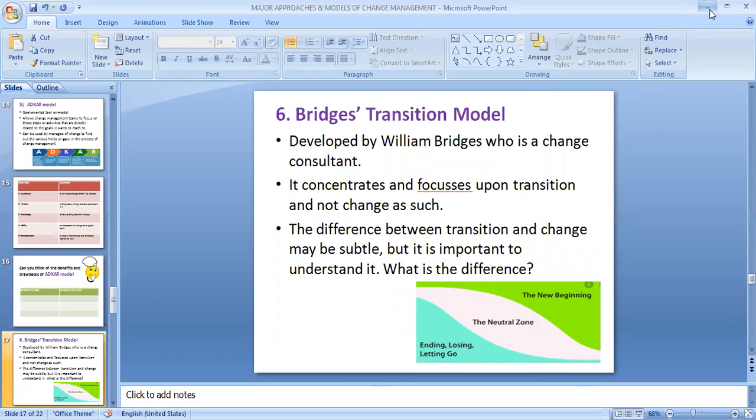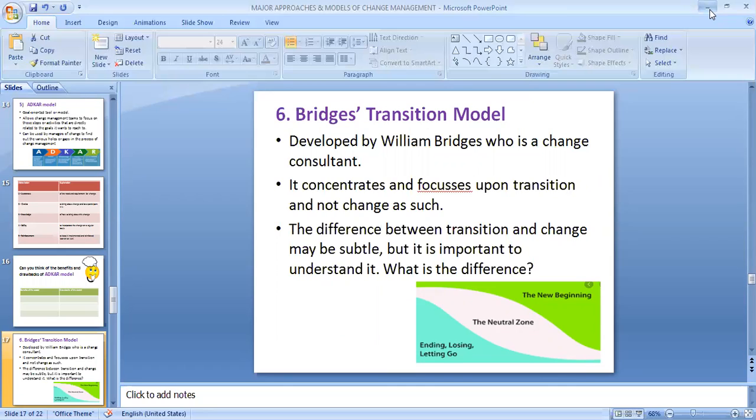So when it comes to Bridges transition model, it was developed by William Bridges, who is a change consultant. William Bridges, the founder of Bridges transition model, is a consultant who is renowned for change. This theory came into the eye of the public after it was published in the book Managing Transition. It became public once he published the book called Managing Transition.